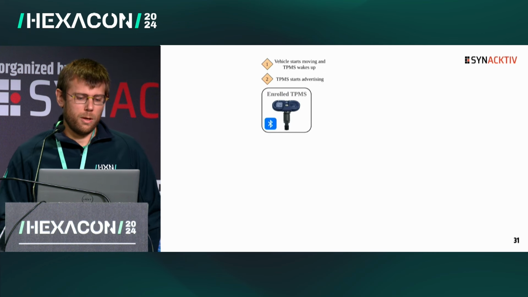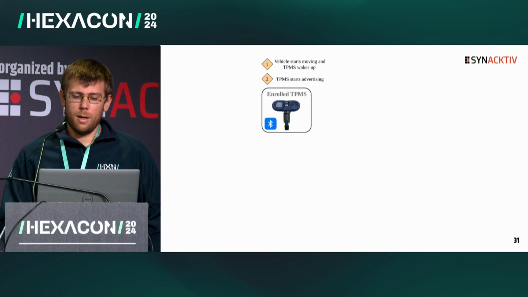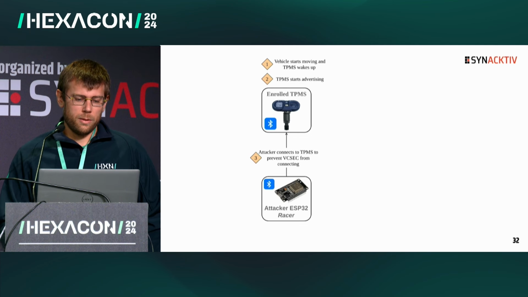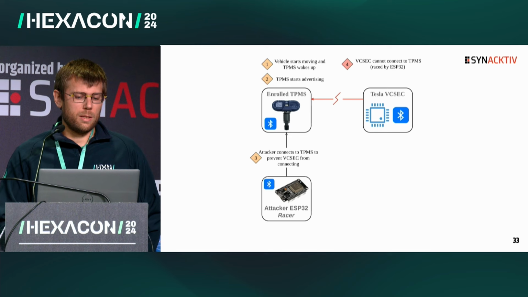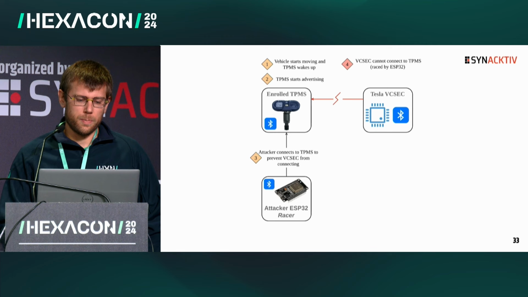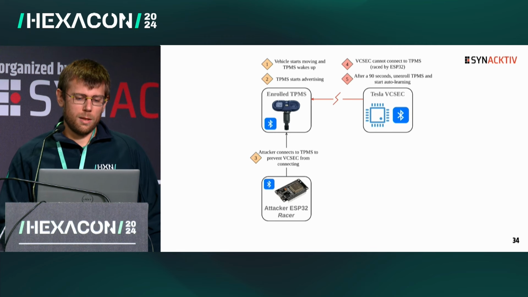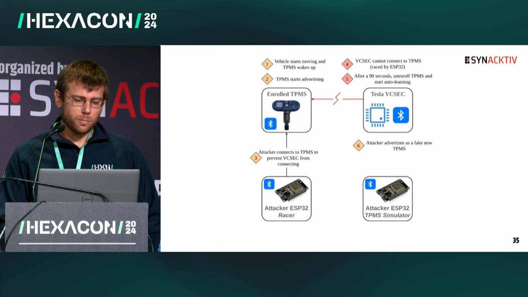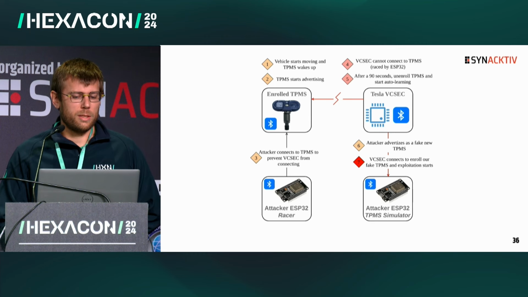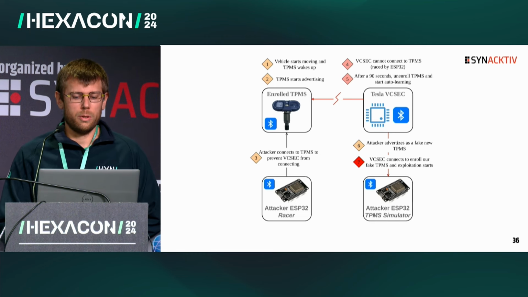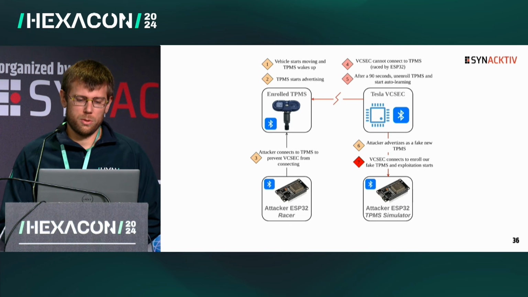So to sum up, first, the TPMS sensor is woken up and starts advertising. Then the first ESP32 receives the advertisement and connects to the sensor. So VCSEC is not able to communicate with the TPMS, and the sensor is in the disconnected state. After 90 seconds, VCSEC starts the auto-learn phase. On the second ESP32, a TPMS is advertised. Since there is a disconnected sensor, VCSEC connects to the ESP32 and tries to adopt it as a new TPMS sensor.